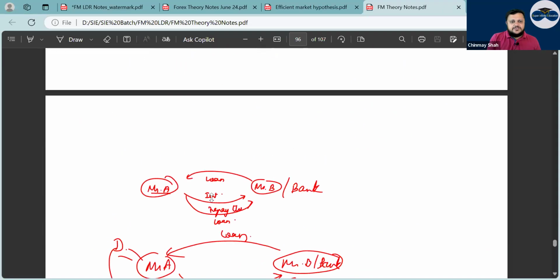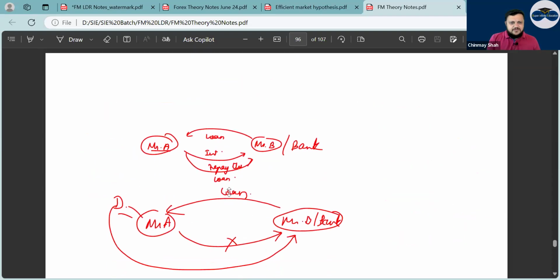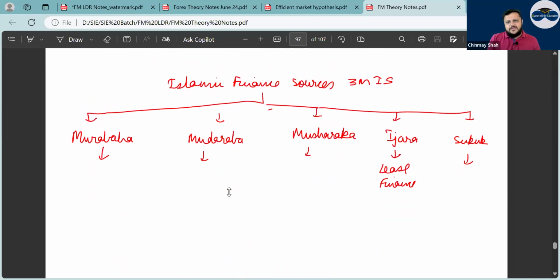And then I think the last would be chapter 15, if not, Islamic finance, right? Islamic finance is what? Interest payments are not allowed in Islamic finance, correct? Three things. You would rather receive a profit share from investment in a business, and Islamic finance cannot be used for prohibited businesses, gambling, alcohol, etc. Then you have Islamic finance sources.